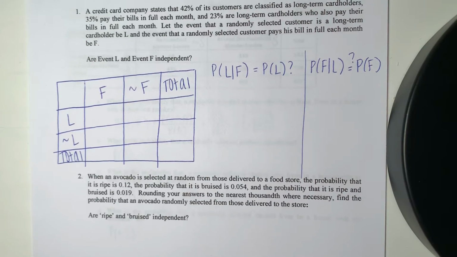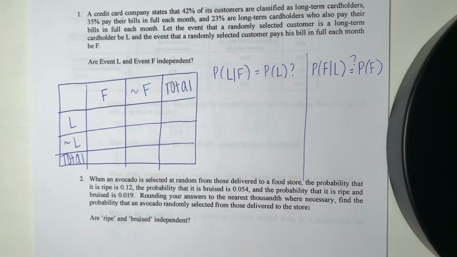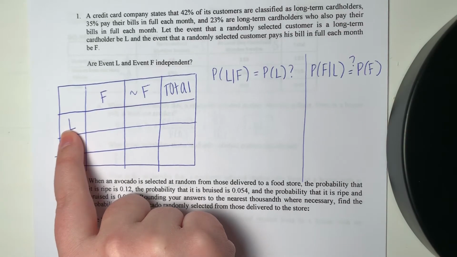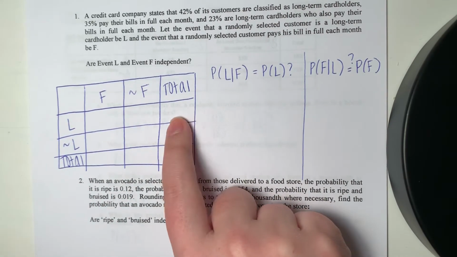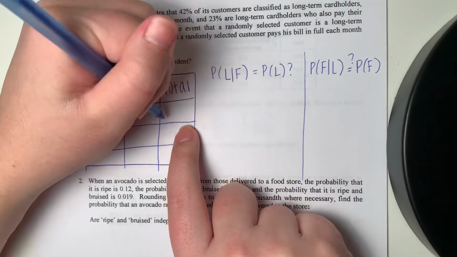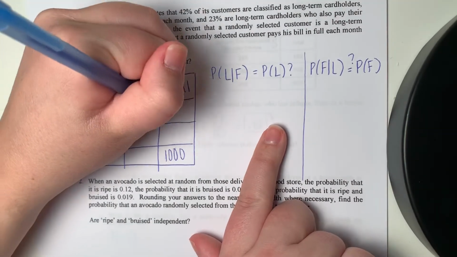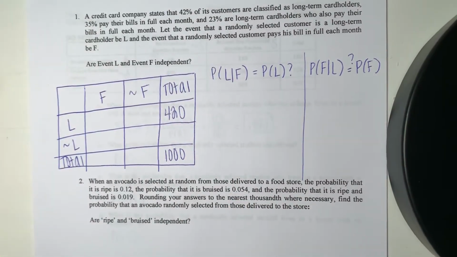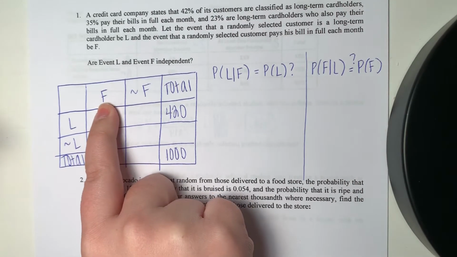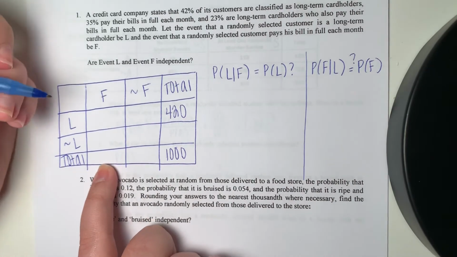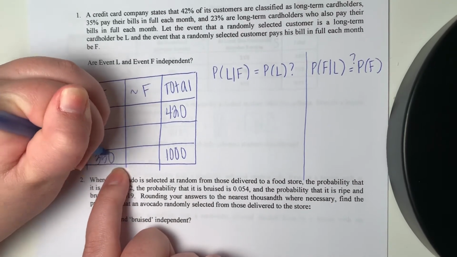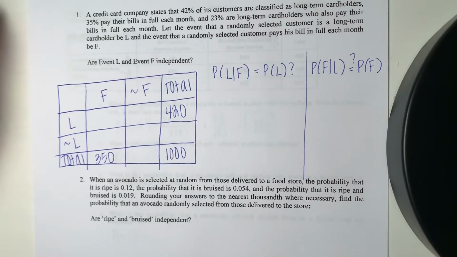So they tell us that 42% of its customers are classified as long-term cardholders. So long-term cardholders is L, and 42% of those people would be the total number of people who are long-term card members. And remember, we're going out of 1,000 here. So if I multiply 0.42 by 1,000, this is going to be 420. Okay. And then 35% pay their bills in full each month. So that is my F column. And the total number of people who pay their bills in full each month is 35%, or 350.